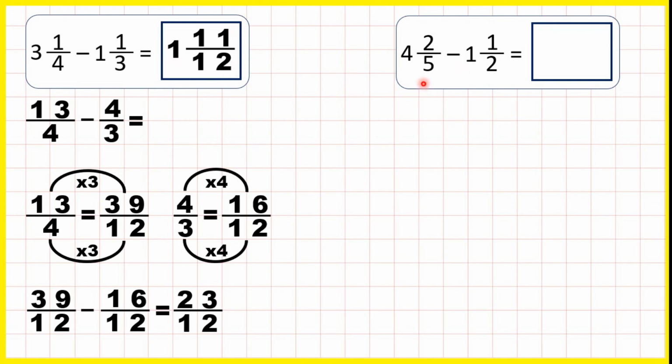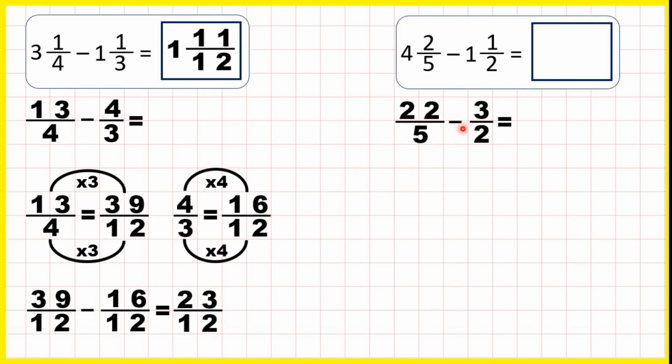Now let's follow the same method with 4 and 2 fifths minus 1 and 1 half. The first step is to rewrite the question with improper fractions. Now 4 times 5 is 20, plus 2 is 22, so 22 fifths is the same as 4 and 2 fifths, and we're subtracting 1 and a half, as an improper fraction, that's 3 over 2.